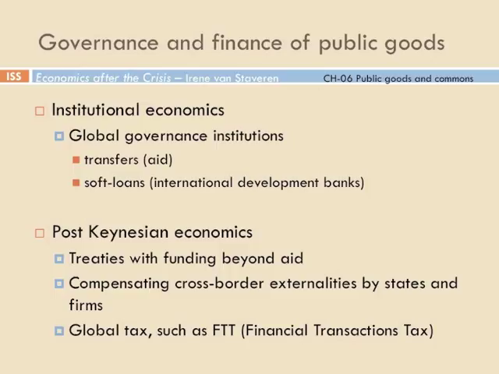Post-Keynesian economics came up with the idea of a global tax. Of course, it's not a global income tax, that would not work, or a global value-added tax. But the idea came from the economist James Tobin. It's sometimes called the Tobin tax. It's a tax on international financial transactions. And theoretically, that could raise a lot of money.